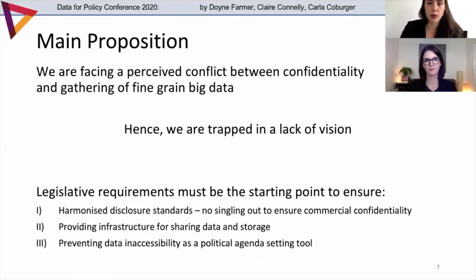Drawing on these examples and the positive example that these countries staged in their data collection, our main proposition is that we are facing a perceived conflict between confidentiality and gathering of fine-grained data. Because of the nature of that perceived conflict, we are facing a lack of vision and political will to realize a different form of data collection that can lead to better economic models and better policy insights.